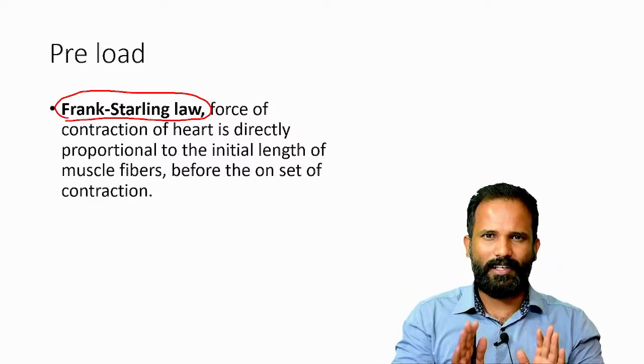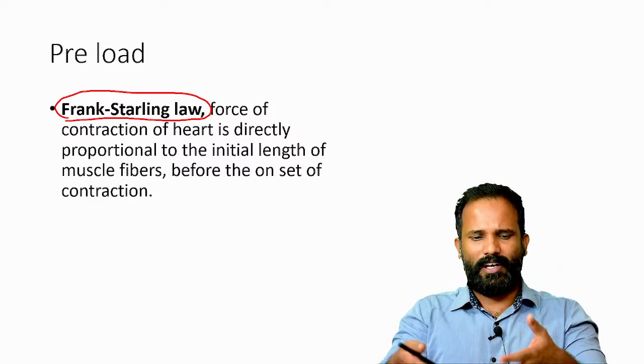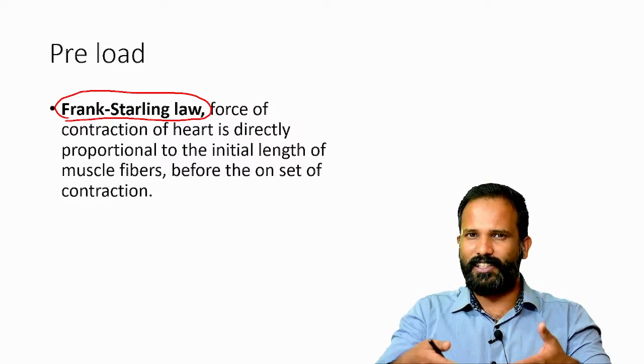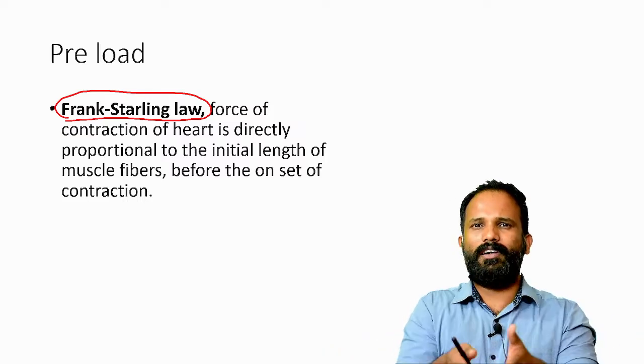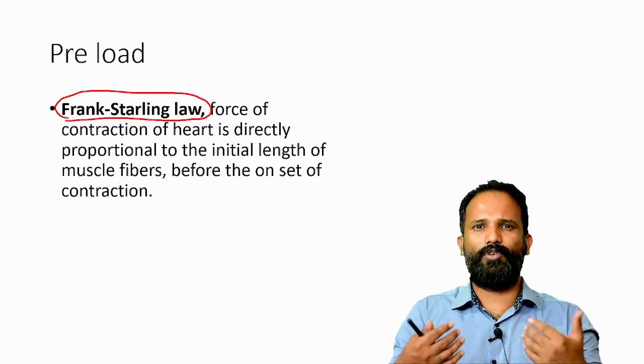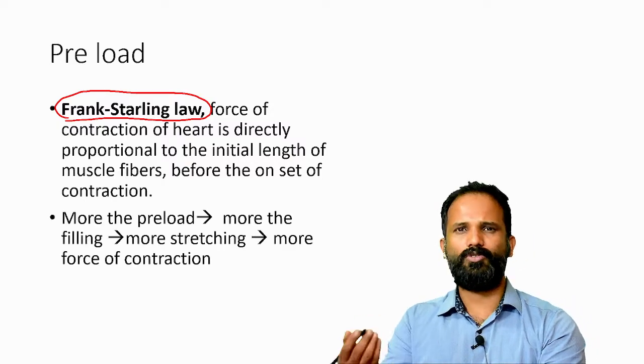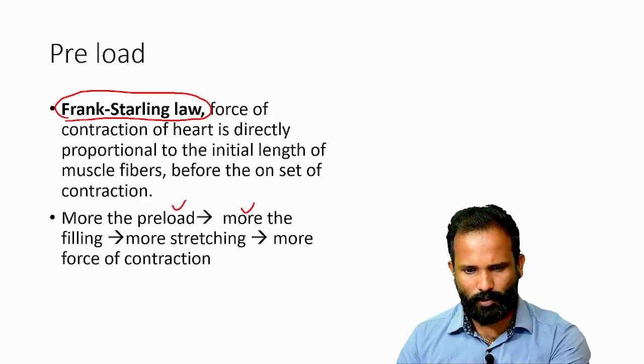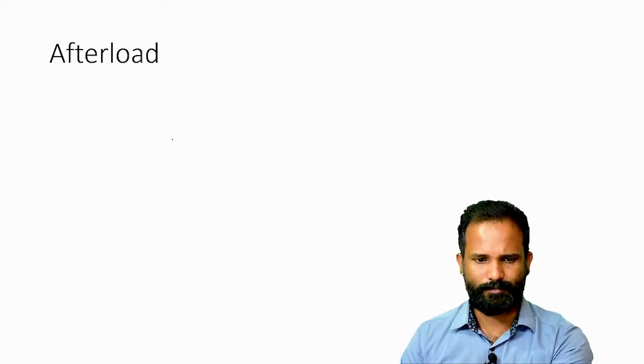Similarly, in the ventricular muscle, whenever the blood is pulled in, it stretches. If that stretch is within the physiological limits, it contracts back with more force of contraction, so more stroke volume. So the more the preload, that is nothing but the more the venous return filling, the more stretching, the more force of contraction.